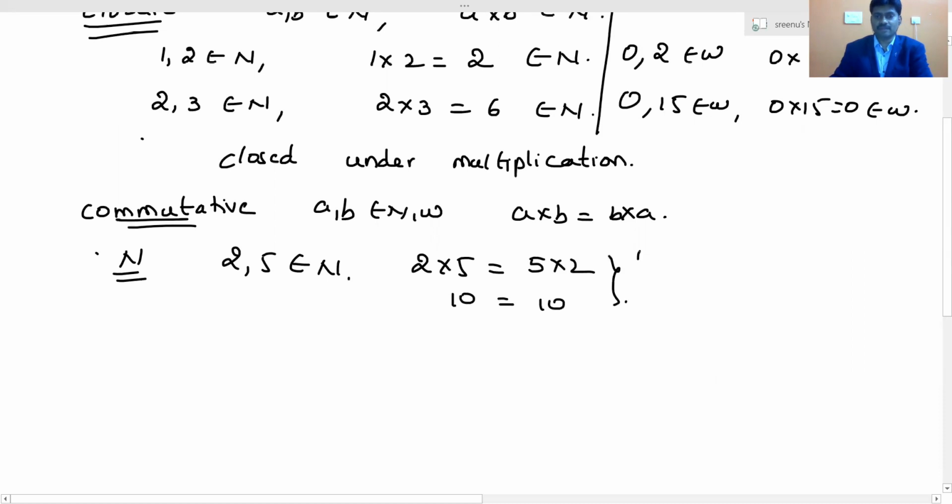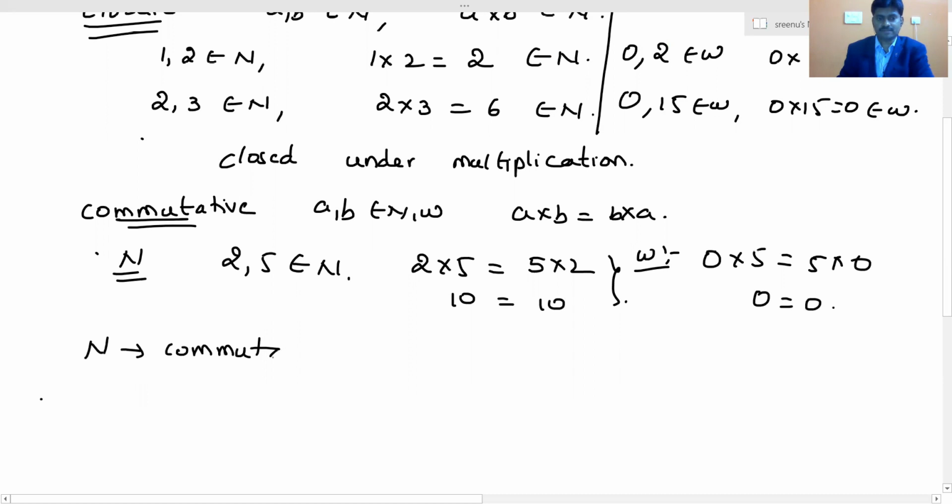So let's go for the whole numbers. 0 into 5, 5 into 0. We get both are 0. So the commutative property holds in natural numbers and whole numbers under multiplication. Or else we can say natural numbers are commutative under multiplication.